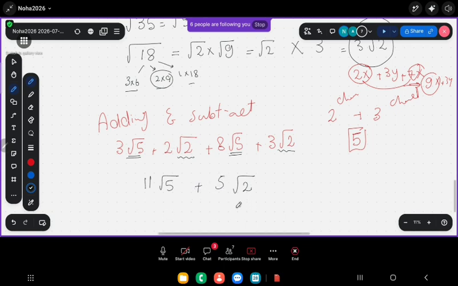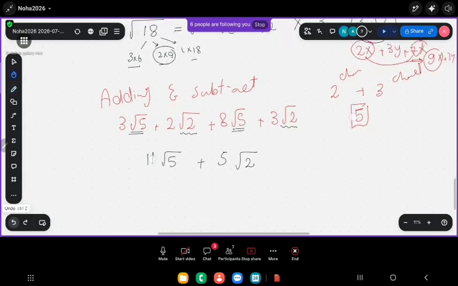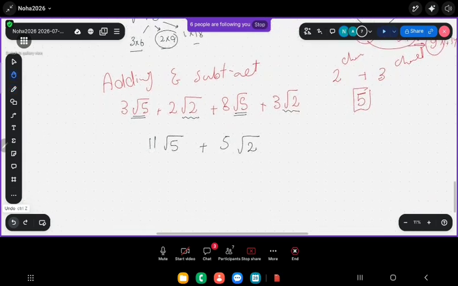Is there any other simplifying? No. Can't I add 11 plus 5? Never. Why? Because it has different units. So I can't add them together. I hope you get it. Easy? And of course, it's the same about subtracting. It doesn't make any difference.